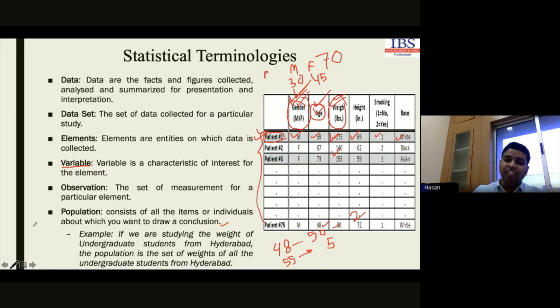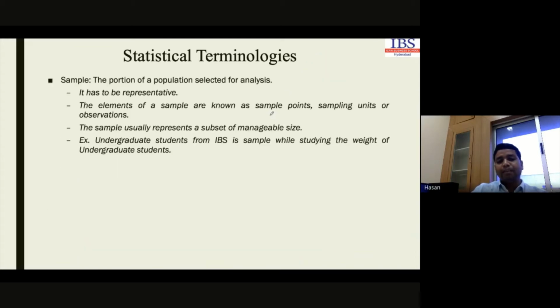Population is the total set of elements or total set of points in each and every set. So in our set, if 75 is there, then our population is 75. If we consider a BBA batch where 70 students are there, then the population of the BBA batch is 70. Next part is sample. Sample is the proportion of the population that represents the population. The proportion that represents the population will be the sample here.